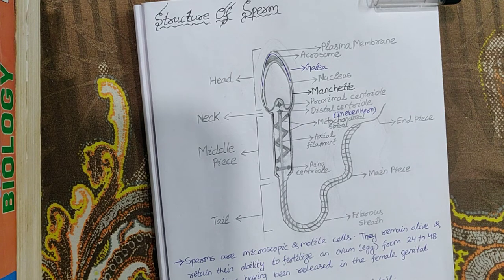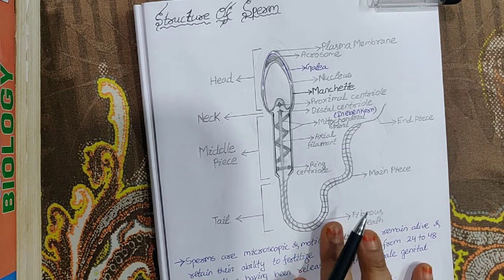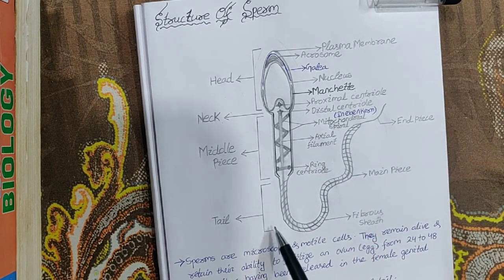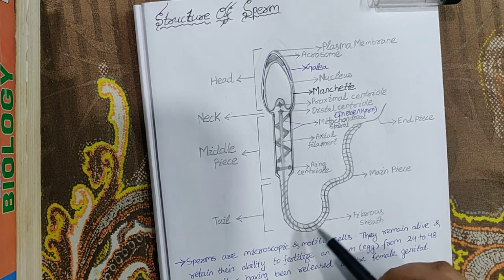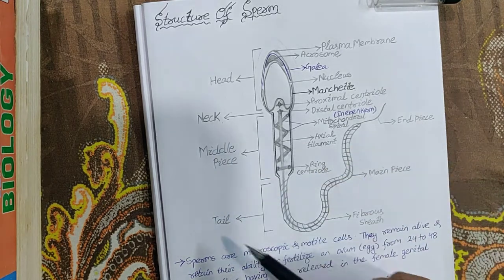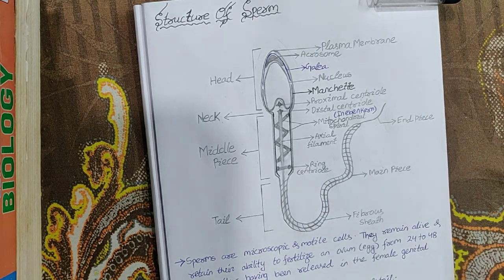The sperm moves in any fluid medium with the help of this tail. The movement and direction of the sperm is provided by this tail, and the entire sperm moves by gaining energy from the mitochondria. So this is about the structure of sperm.